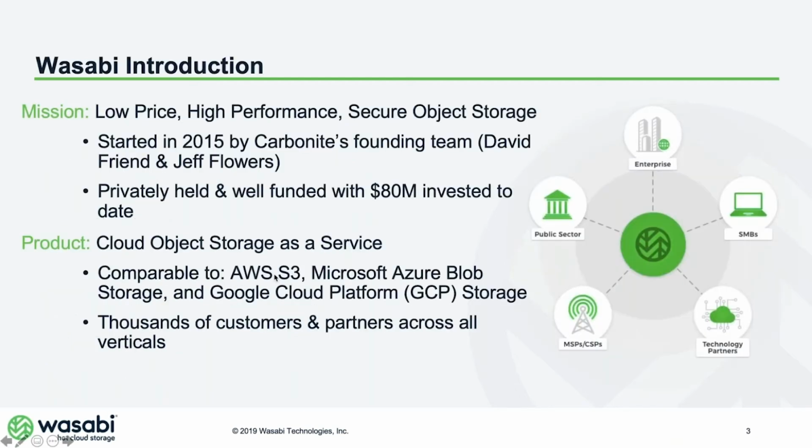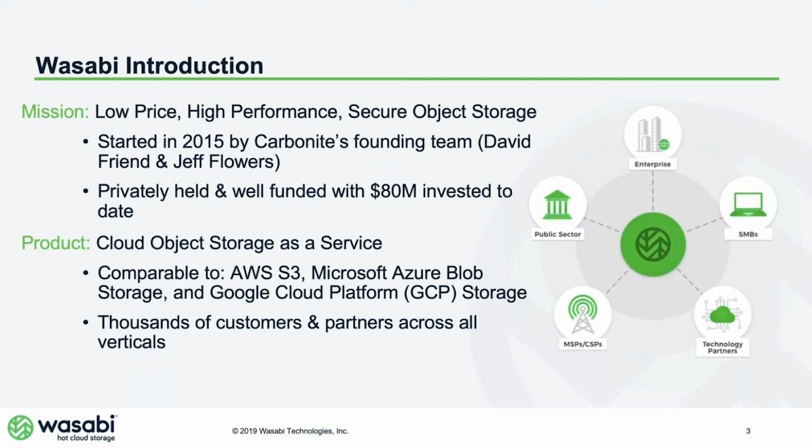So I want to begin by answering simple questions, 2 of them actually. Who the heck is Wasabi, and why should I care? And simply put, Wasabi is the hot cloud storage company. We deliver cloud data storage on demand, 80% less expensive and faster than first-generation cloud storage services from the AWS S3, Microsoft Azure Blob, or Google Cloud's object store.